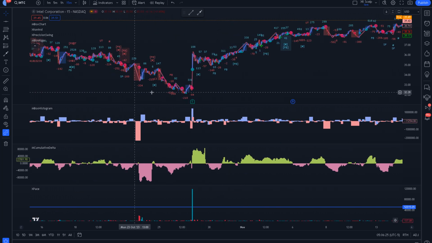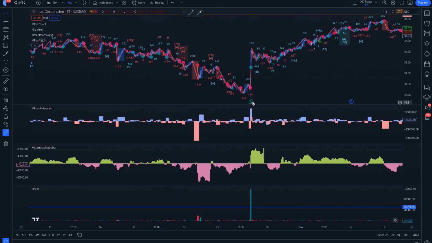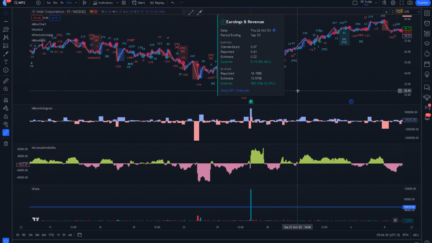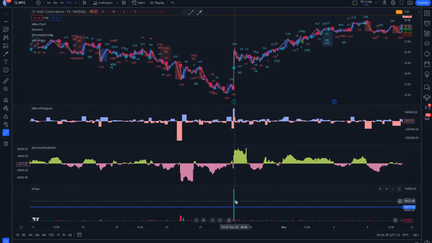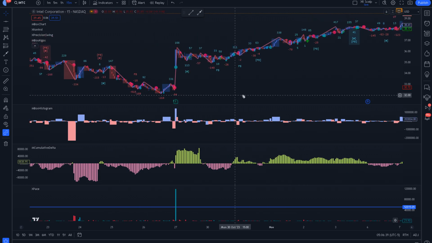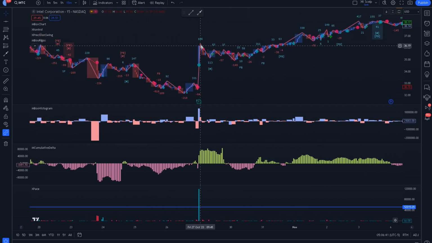We see that there's this E here, so there's an earnings and revenue report. It was positive, so it got picked up by the XPace and it darted up substantially. I started monitoring it. I didn't get in the next bar after. I got in a couple days later, around here. I think around the 36 and change mark. Somewhere around here I got in.